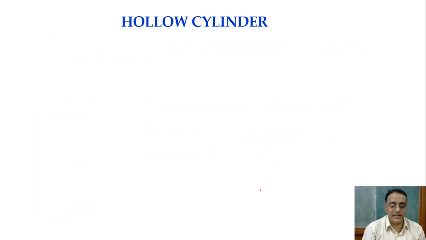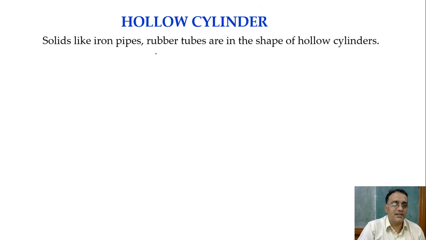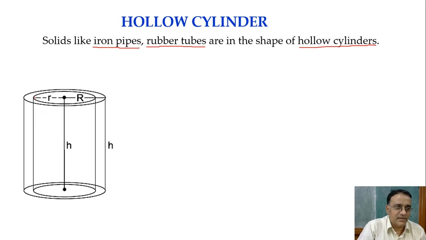Next, hollow cylinder. Hollow cylinder means all of you have seen iron pipes, rubber tubes. Have you seen or not? So these are the example of solids which are in the shape of hollow cylinder. Okay, see this figure. यहाँ पे ये वाला जो पार्ट है ये hollow है, मतलब खोखला है. Okay, खाली पार्ट है ये. So let the radius of the outer cylinder is capital R and the radius of inner cylinder is small r.